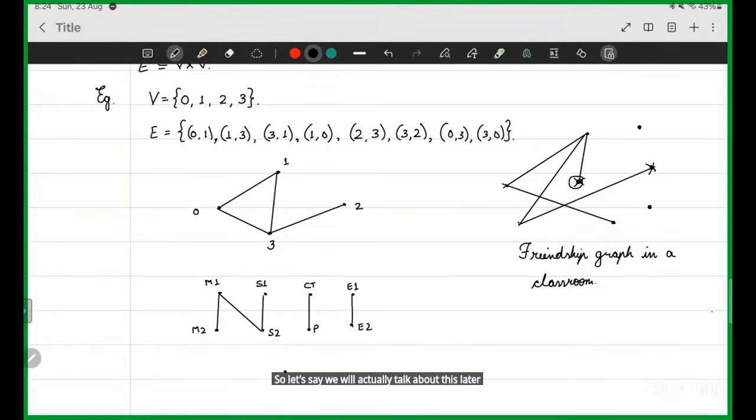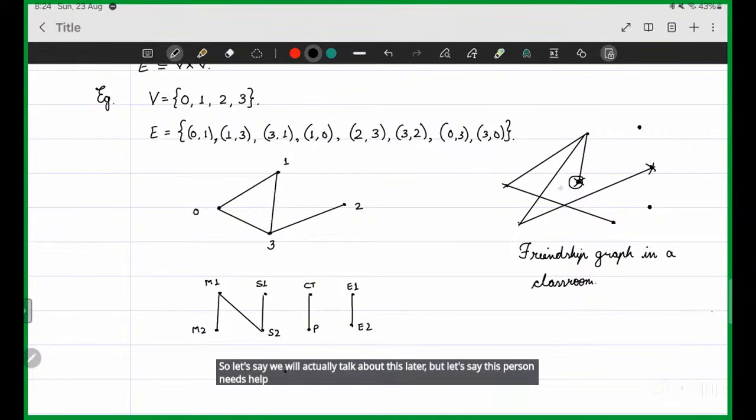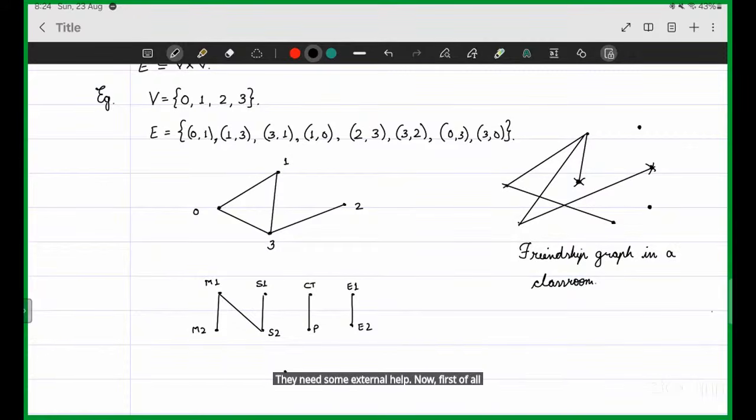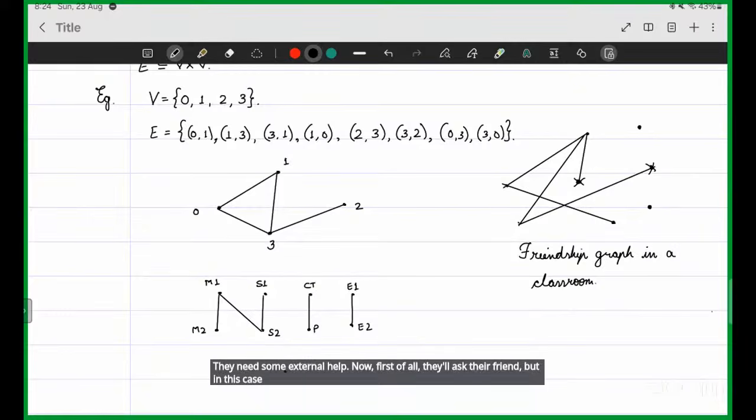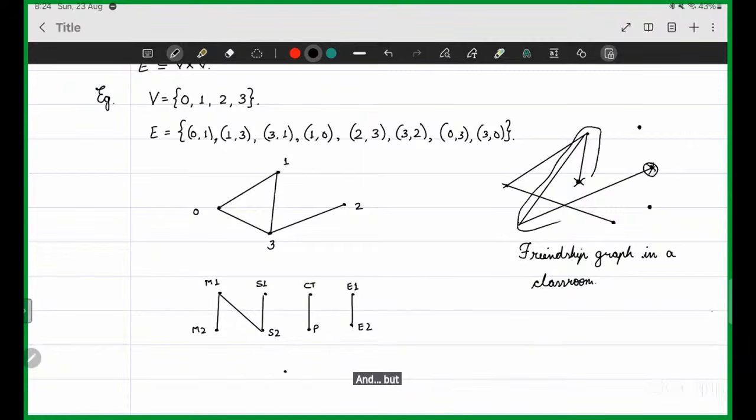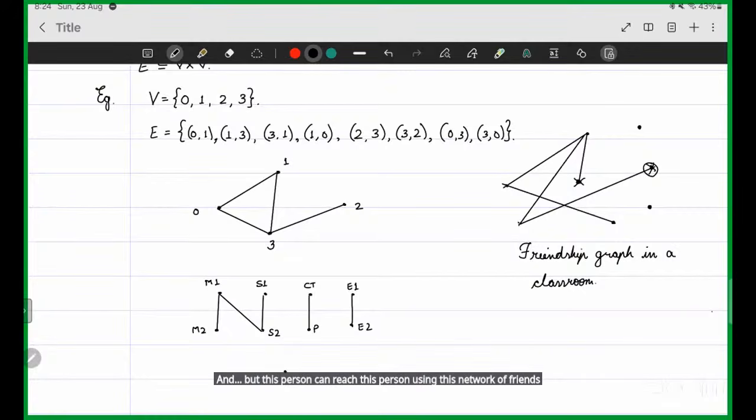But let's say this person needs help with something which they are not qualified for. They need some external help. First of all, they'll ask their friend, but in this case, they only have one friend. That friend might not be able to do that job. So they'll ask their friends if they can. Suppose this is the only person that can help, but this person can reach this person using this network of friends. So there is a path between these two vertices.